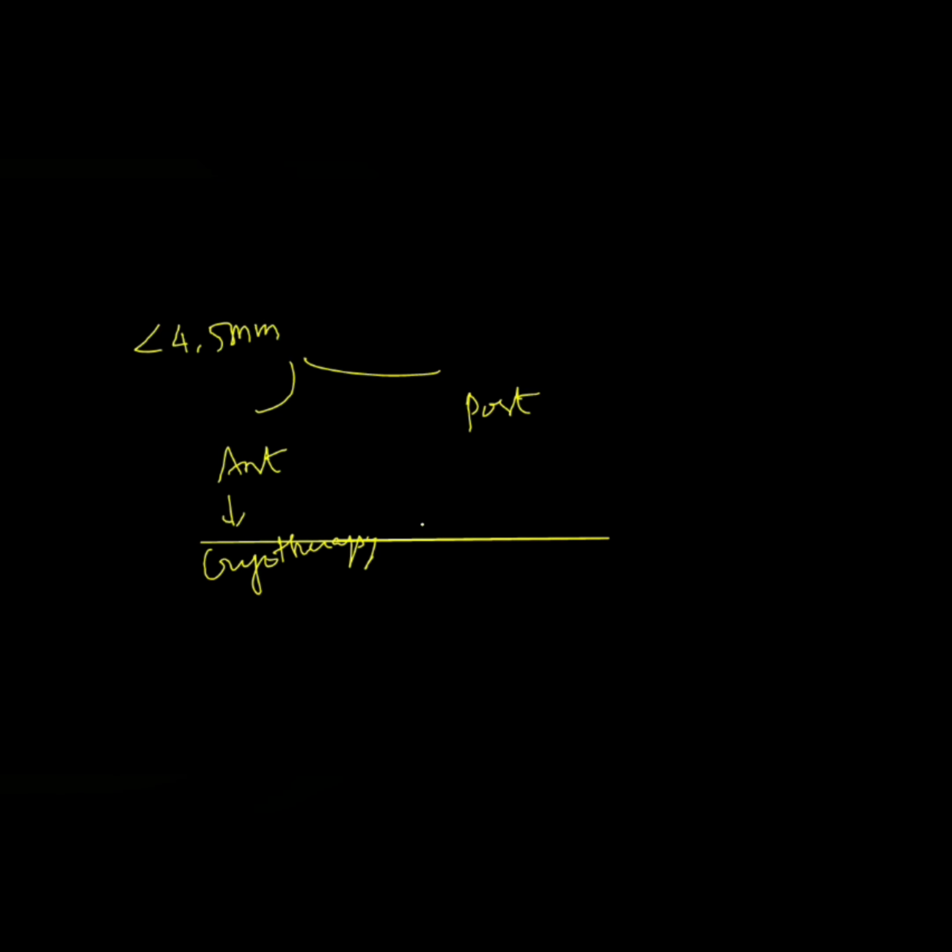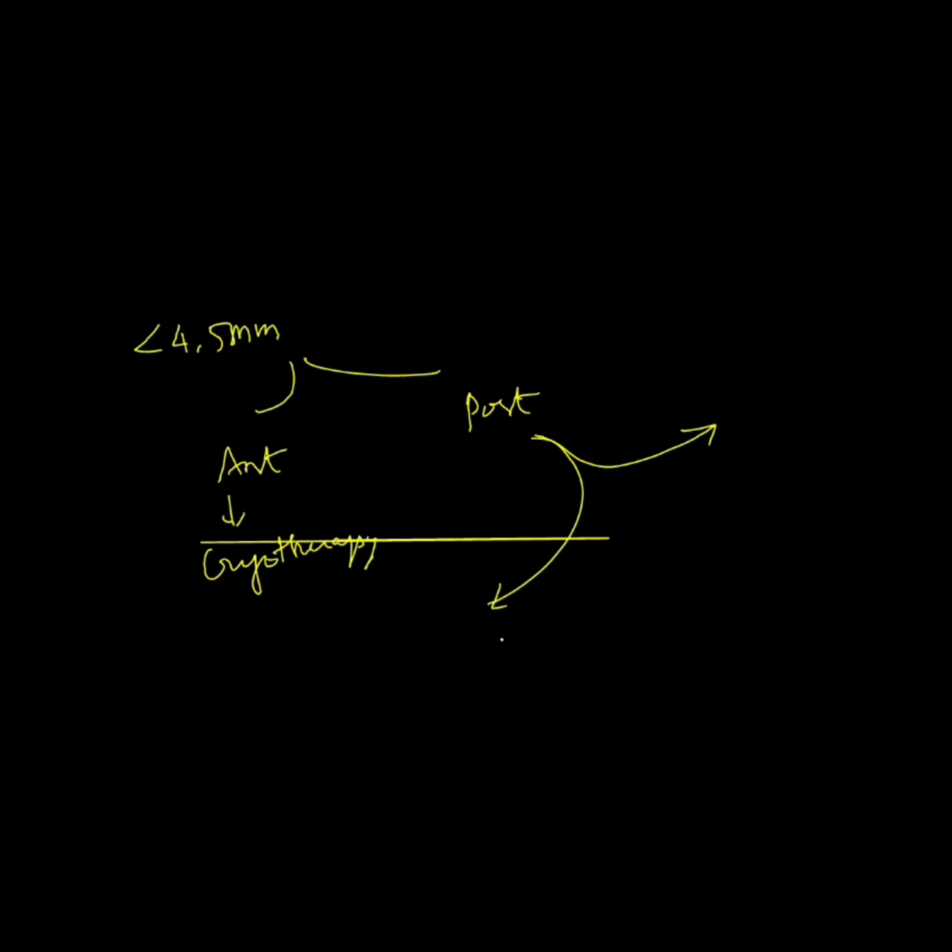Now moving on to the next, when the tumor size is very small, less than 4.5 mm, you need to know whether the tumor is anterior to the equator or posterior to the equator. When it is anterior to the equator, then you have to go for cryotherapy. When it is posterior to the equator, you should know how much it is posterior.